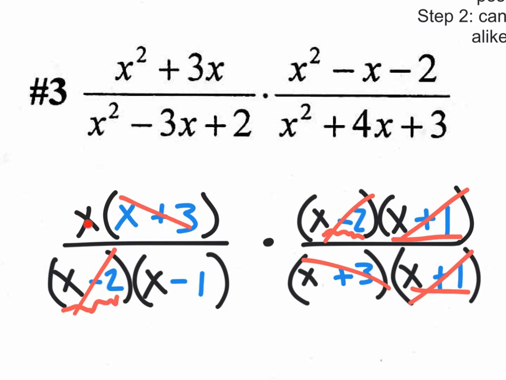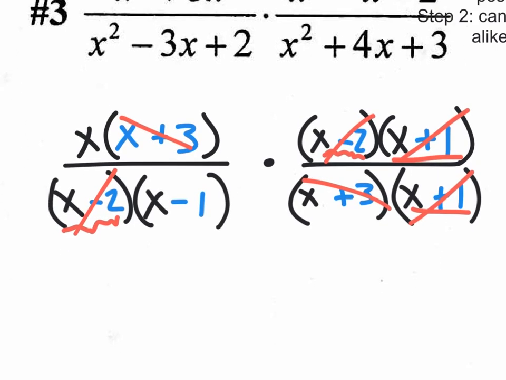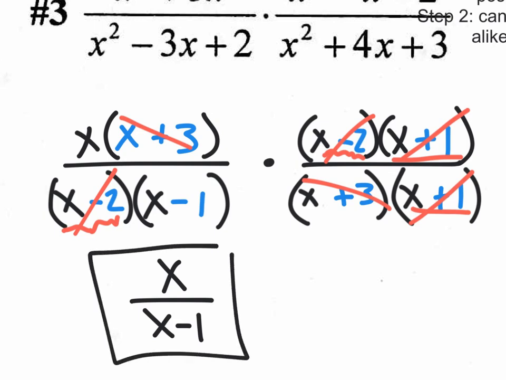Don't say the x's. You cannot cancel out this x with this x. Why not? Because of the subtraction. Remember, you need pure multiplication to be able to cancel things out. So, our final answer for this one is going to be x, what's left over up on top, over x minus 1 left over on the bottom. That's our answer, our simplified rational expression.